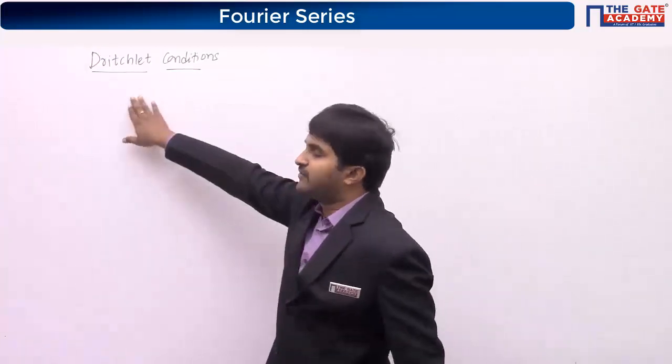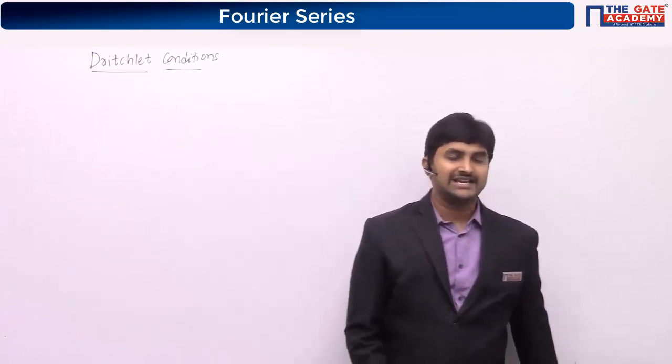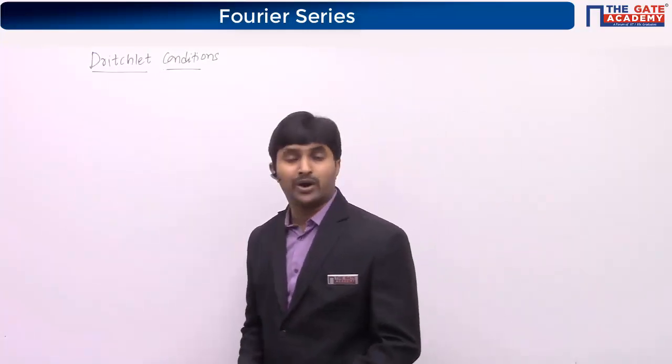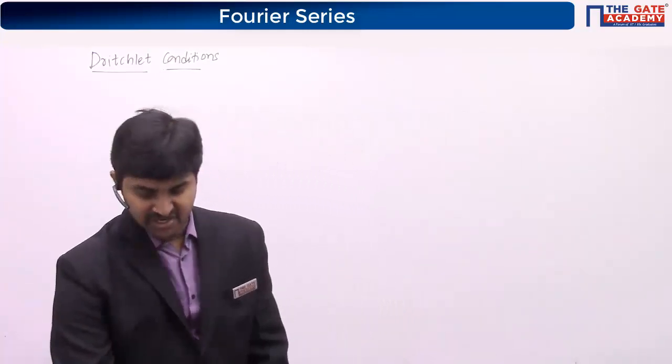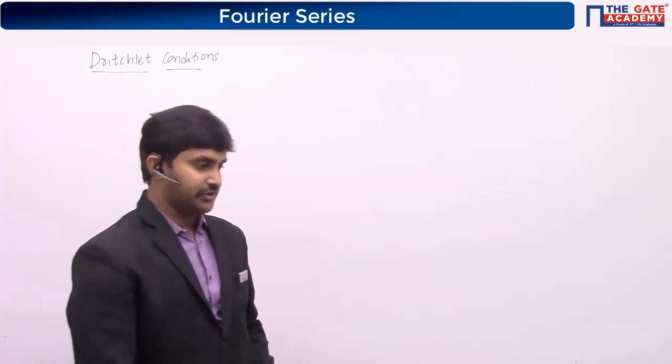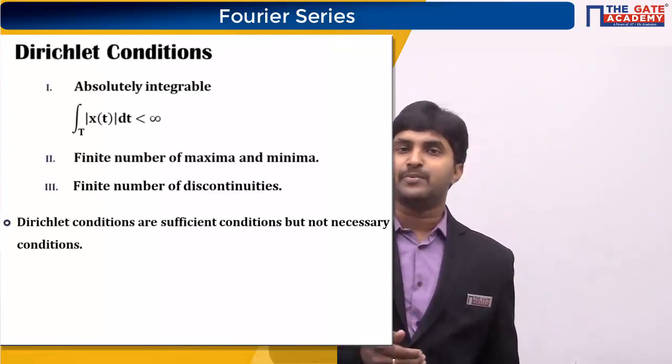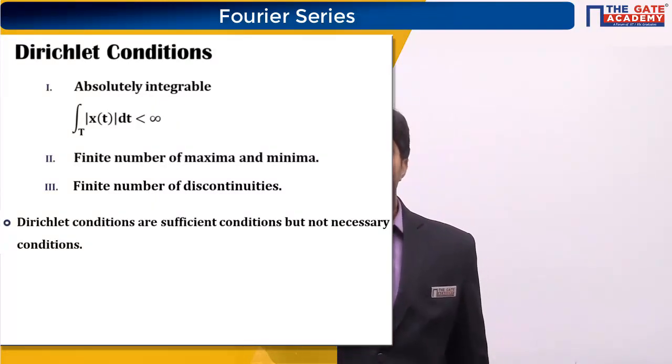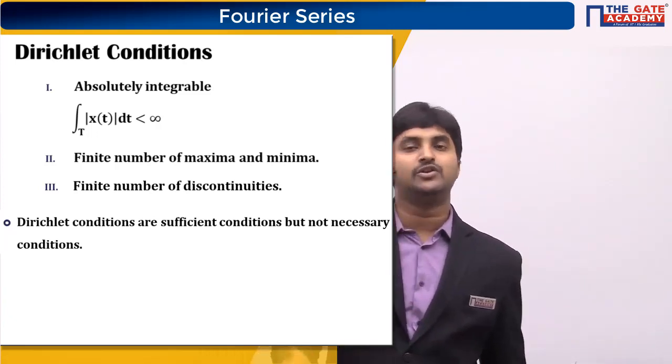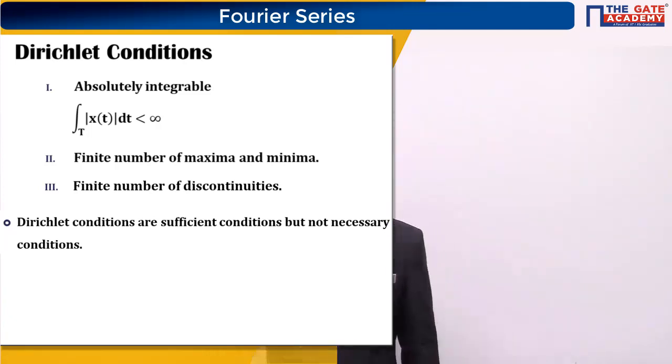So the last part we are going to discuss about Fourier series is the Dirichlet conditions. Now what are these Dirichlet conditions? When Fourier gave this expansion of Fourier series, that every periodic function can be written in terms of sine and cosine, or in terms of a complex periodic exponential, not many of them accepted this.